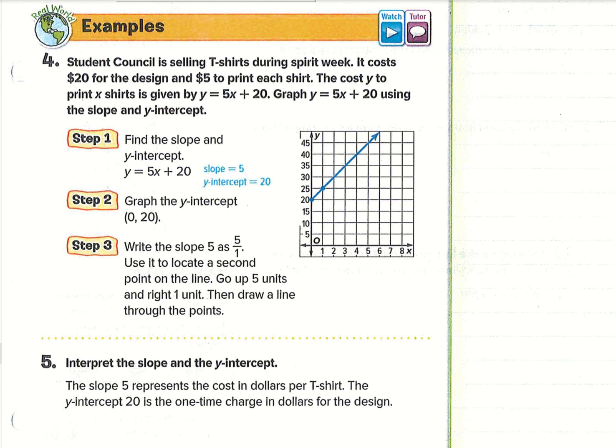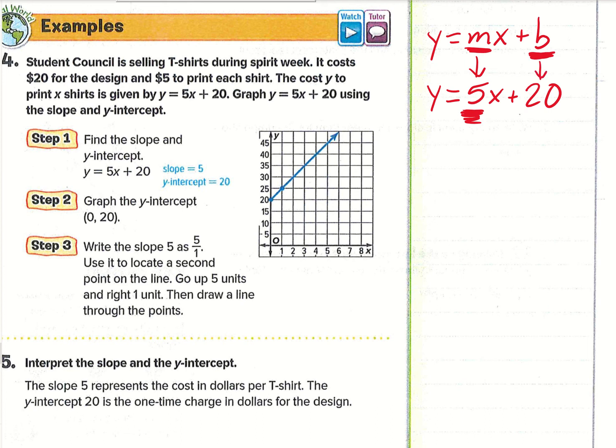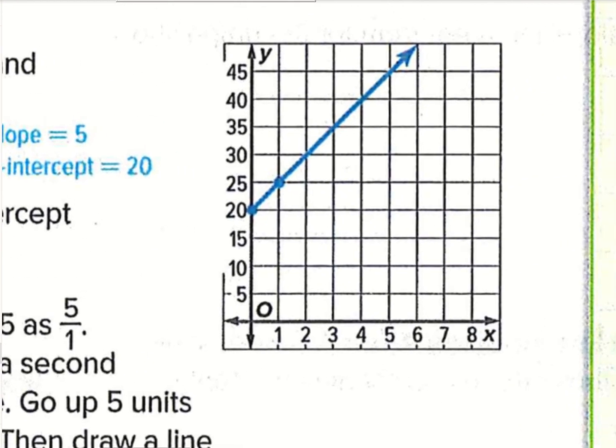All right, so step 1 they have is to find the slope and the y-intercept using y equals 5x plus 20. For this one, our slope is right here because it's m. If we were to write out y equals mx plus b again, you're just going to look for the same stuff. So m is 5, so our slope is going to be 5. And then our y-intercept, b, is going to be 20. You can see that in the graph right here. They go ahead and plug those in.